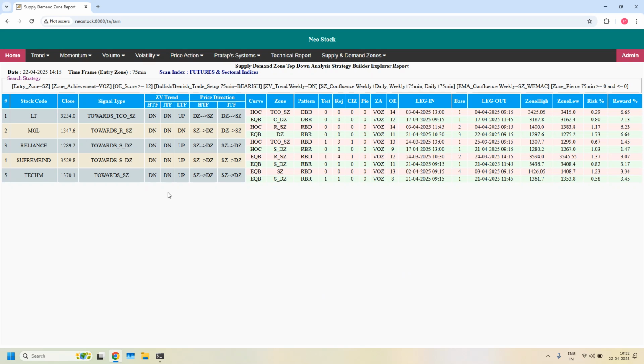Because the remaining 2 are sideways trend, they are filtered. Look into that EMA Confluence, weekly supply zone having weekly EMA Confluence. That way these daily supply zones are having more high probability.